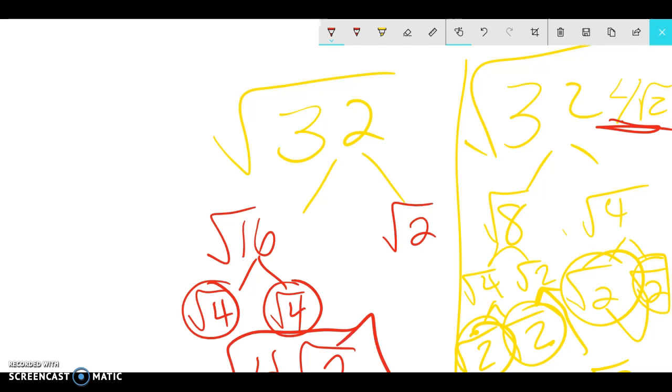Doesn't matter which way, but in the notes they mentioned that if I have 2 times 2 on the outside, I have to make sure I multiply those. So it becomes 4 root 2.